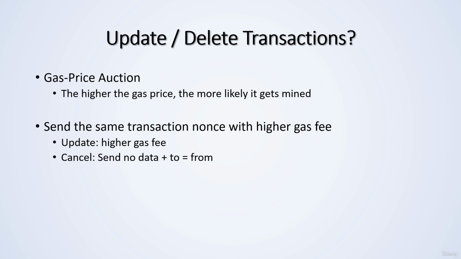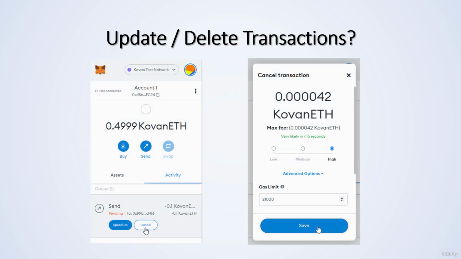If you send the same transaction nonce with a higher gas fee, then you can update it with a higher gas fee, or you can cancel it if you send no data and the to is the same as the from. So just make sure you send the same transaction nonce, because if you send a different transaction nonce, you add a new transaction to the transaction queue and it doesn't get mined unless the one with the lower nonce gets mined or canceled. Okay, so how does this work in MetaMask?